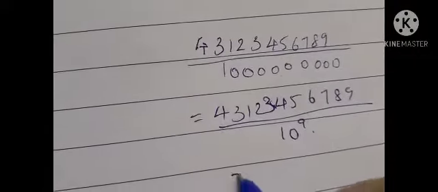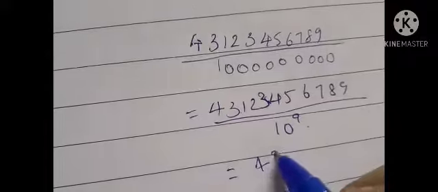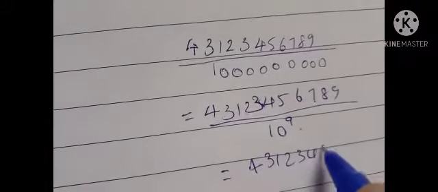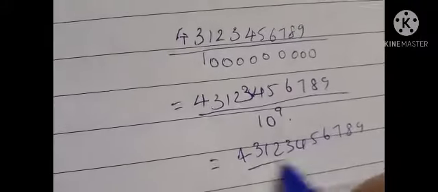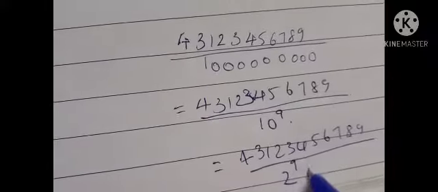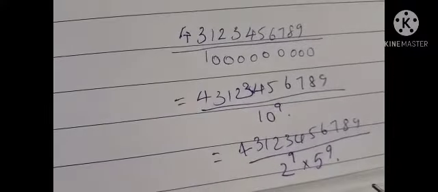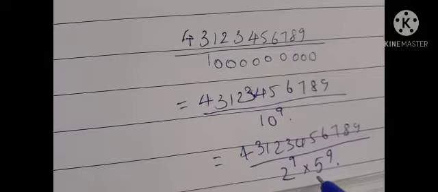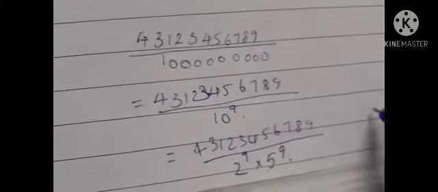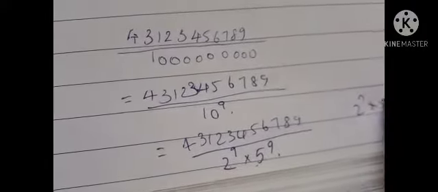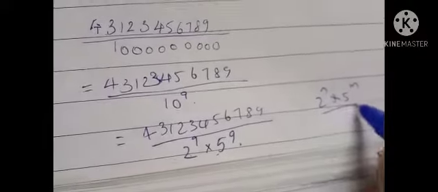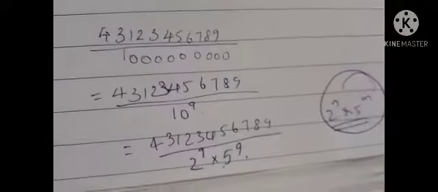This 10 we can again rewrite as 4312345678 divided by 2 raised to 9 into 5 raised to 9. That means the denominator is of the form 2 raised to n into 5 raised to m.